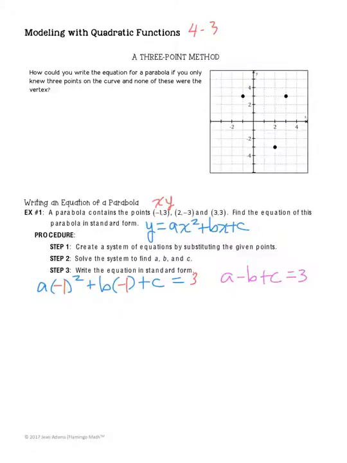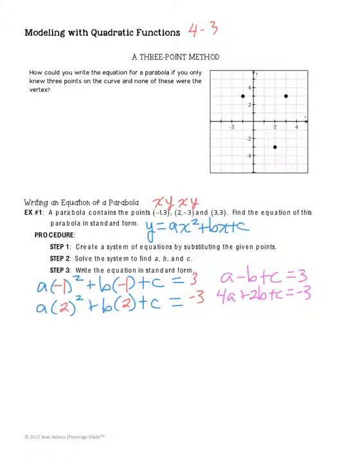All right, then our second equation, we do the same thing, but we're going to use the second ordered pair. So this time, I'm going to use this x and this y. So 2 goes in for my x, and -3 goes in for my y. So 2 squared is 4, times a is 4a, 2 times b is 2b, and then plus c equals -3.